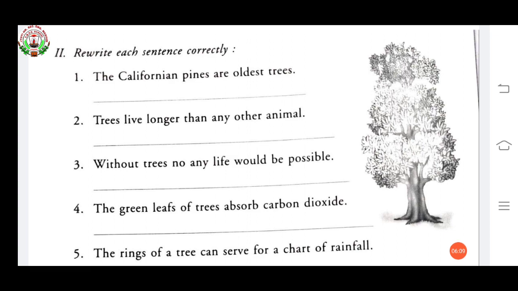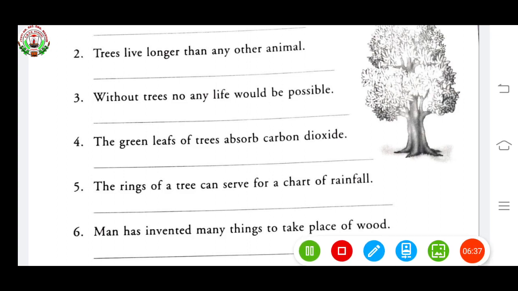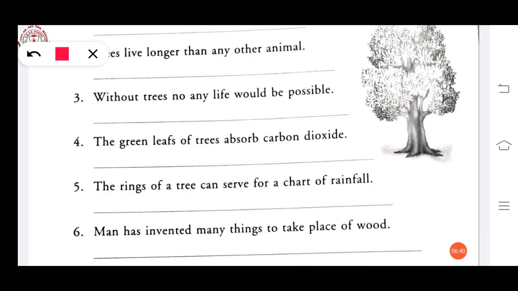Now next one. Trees lives longer than any other animal. Here two mistakes are there. In the place of live, lives will come, LIVES, and in the place of animal, animals will come. Okay, in both the places you have to put S. Now third one. Without trees, no any life would be possible. So here no is given, so no need to put any. You have to remove this any. Without trees, no life would be possible.